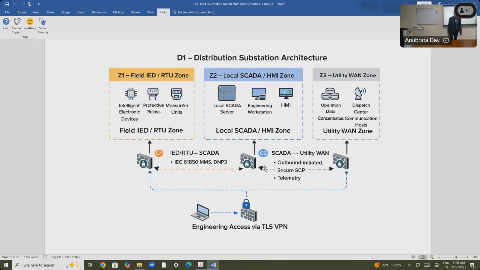Yes, it is a kind of flat structure. I don't know the Indian scenario, but in North America, if you want to meet the regulations which are coming, then you have to do this. You have to show them that you have separate zones, and proper conduits which are properly monitored and so on.